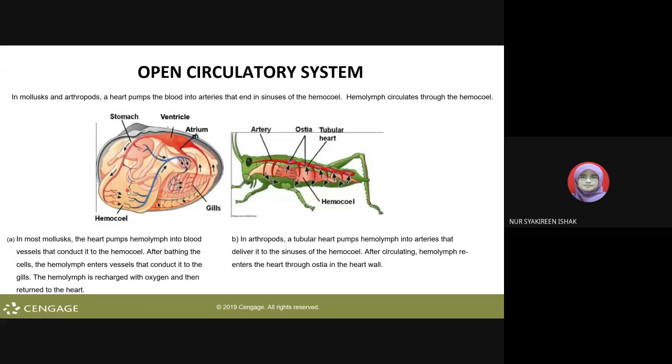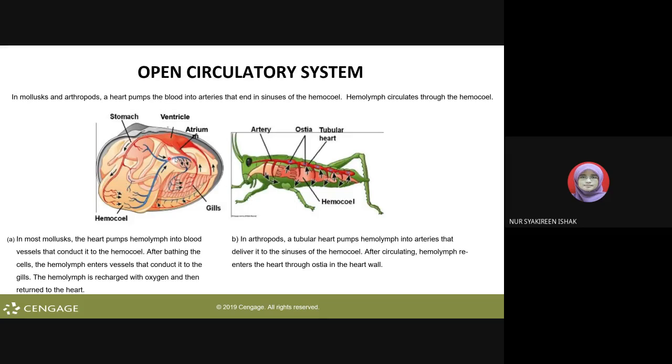So then the blood will enter back into these blood vessels and goes to the gills, okay, to remove carbon dioxide and to reload with oxygen and back to the heart, okay. So this is the flow lah. So the heart will then pump the oxygen rich blood back to the open end blood vessels and distribute the oxygen and the nutrients throughout the body cells in the hemocoel.